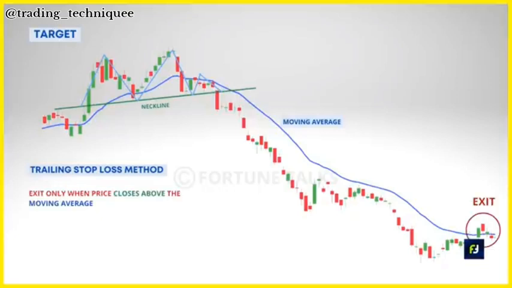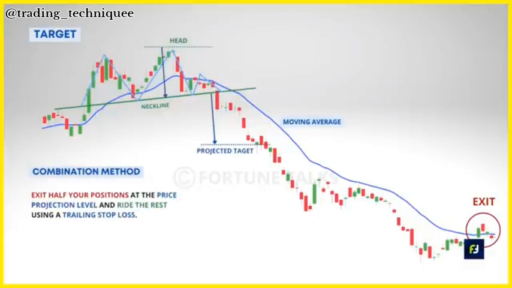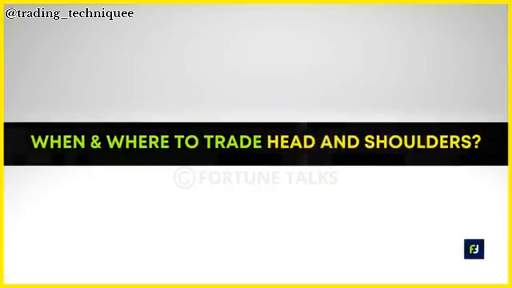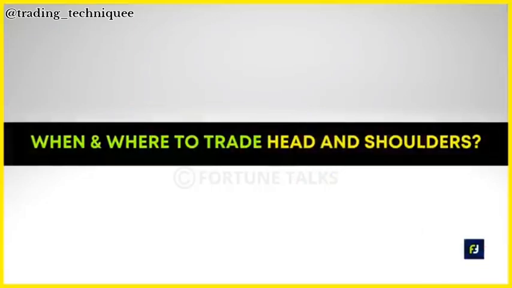The idea is to ride the trend until the price moves above the trailing stop loss, where you can exit your position. The last method uses a combination of both these techniques. The idea is to exit half your positions at the price projection level and then ride the rest using a trailing stop loss. By doing this, you will be able to lock into some good profits and not fall prey to the market reversals.